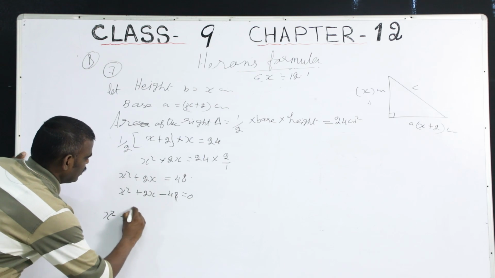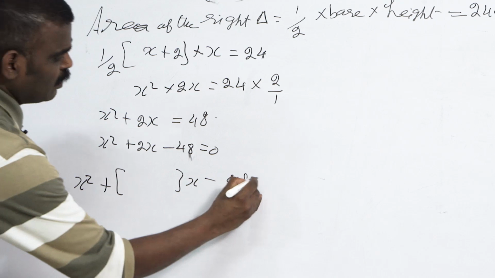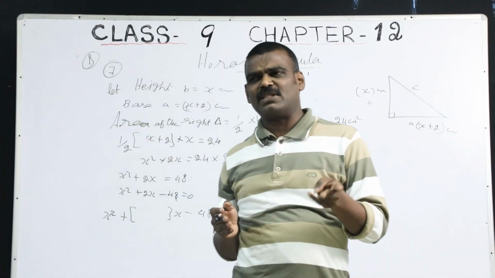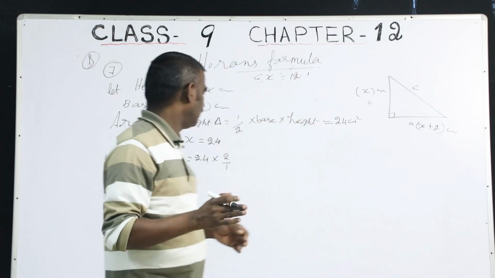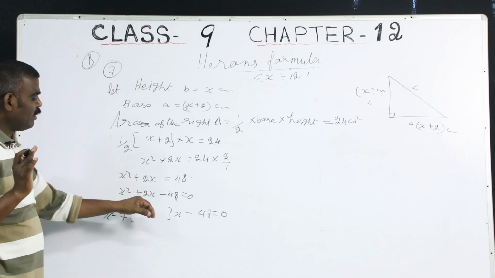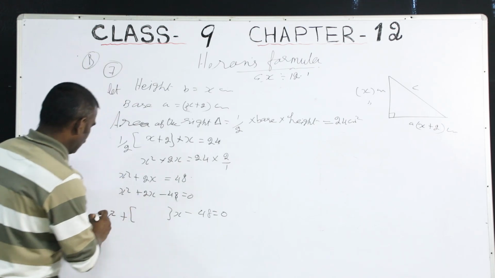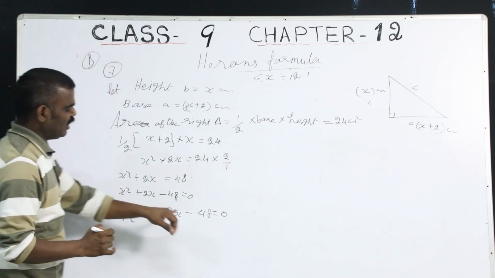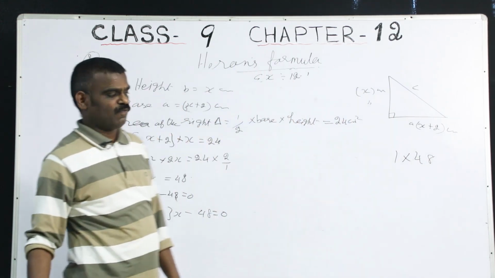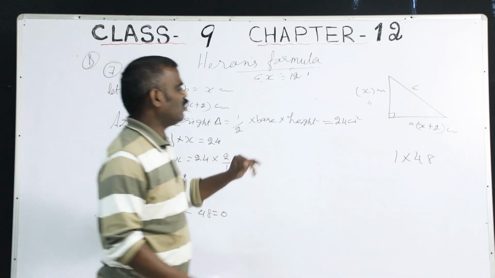X square plus 2x minus 48. The first term and last term don't change. This is also called, two names can be used, factorization method or splitting the middle term. First term and last term don't change, keep them as they are. Only the middle one, 2x, we are going to split into 2 parts. First term x square, that means 1, last term is 48. So first term and last term you multiply. First term is 1, last term is 48. 1 into 48, how much? 48.